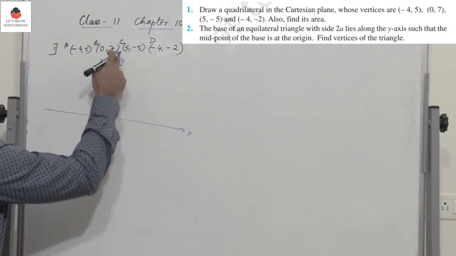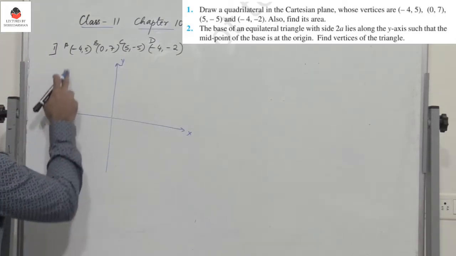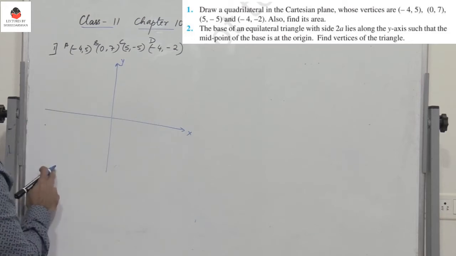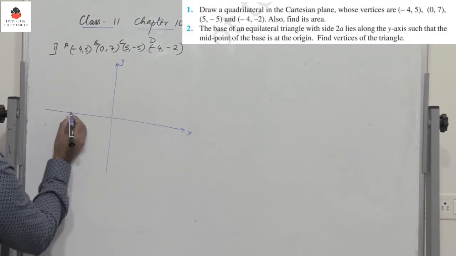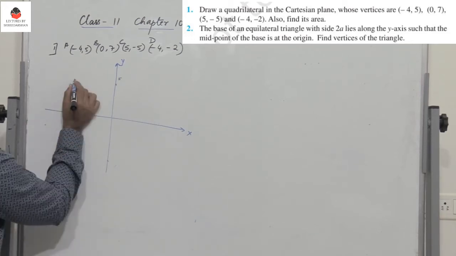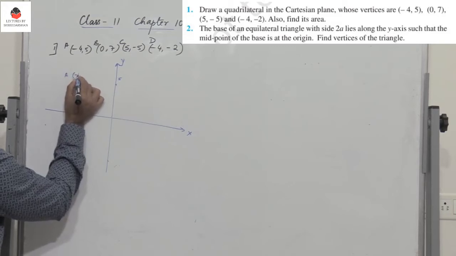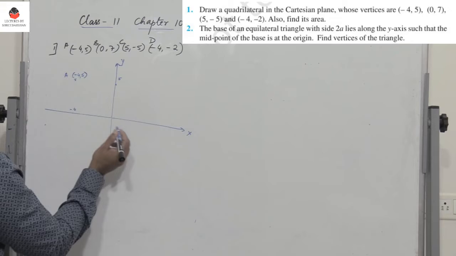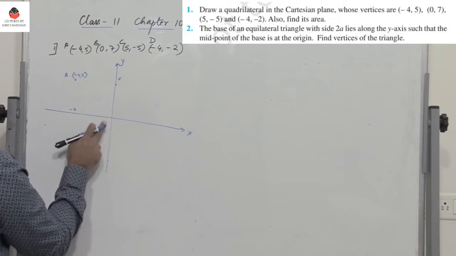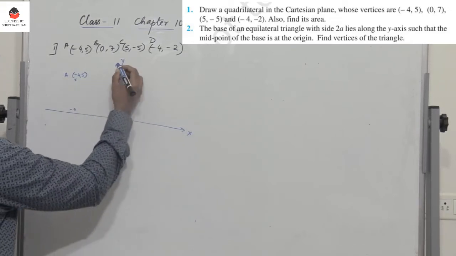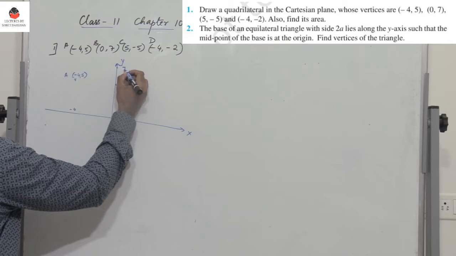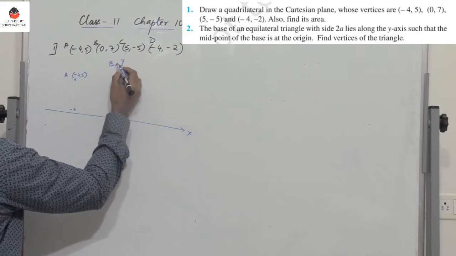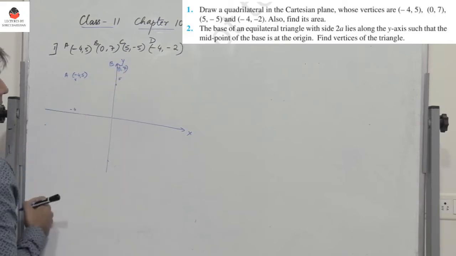So this is the X axis and this is the Y axis. Minus 4, 5. So the X value is minus 4. So let's say minus 4 is here. So this is point A, which is (minus 4, 5). Next (0, 7). So X is 0 and Y is 7. So it's going to be a point here. So if this is 7, this is going to be B, which is (0, 7).